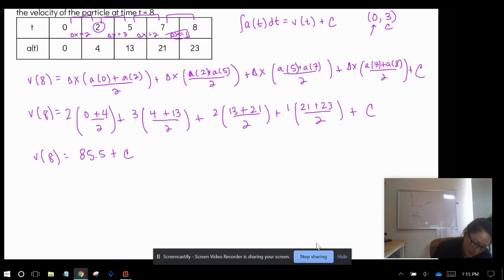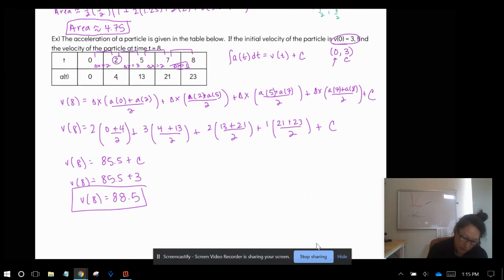So I get v of 8 is equal to 85.5 plus 3. So the velocity at 8 is 88.5. And I don't think there's any units, so we're just going to leave it.